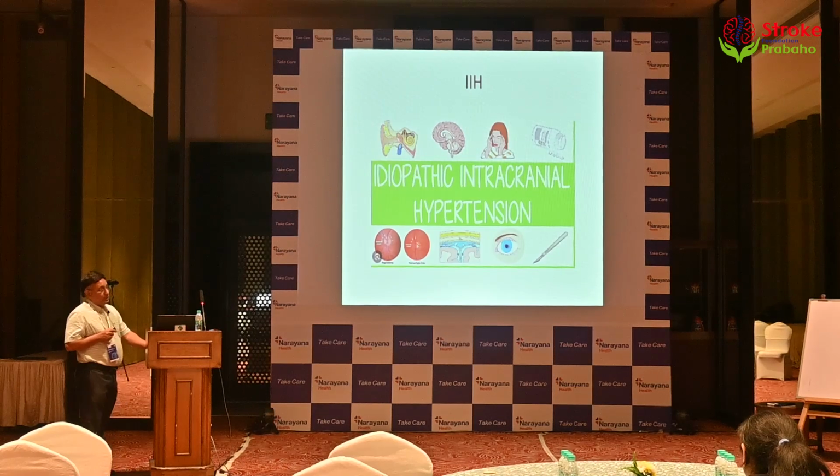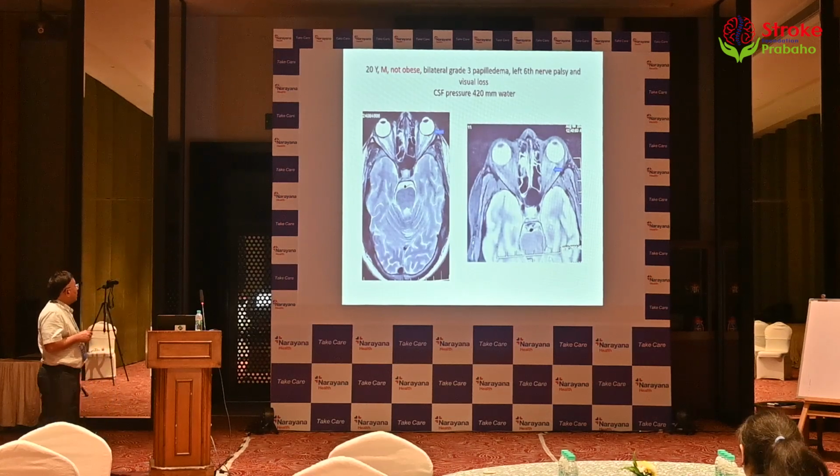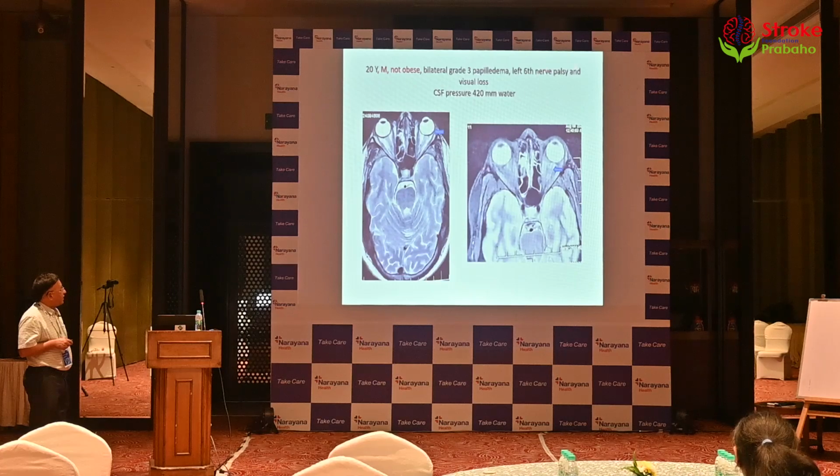Now coming to idiopathic intracranial hypertension. This is the third topic. So we start with the case. A 20-year-old male, and he is not obese. We know that idiopathic intracranial hypertension usually develops in obese patients, and usually they are females, but this was a 20-year-old non-obese male who developed bilateral grade 3 papilledema and left 6th cranial nerve palsy. There was significant vision loss, and CSF manometry showed the CSF pressure was 420, so a very high CSF pressure.